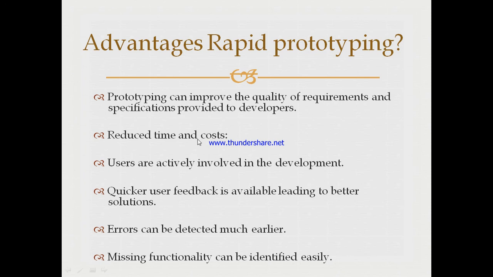Suppose, for example, in manufacturing of turbine blades, with rapid prototyping we can create a prototype which is much smaller than the actual one. It will give the same result as the actual one in terms of efficiency. So it reduces the cost and time also.